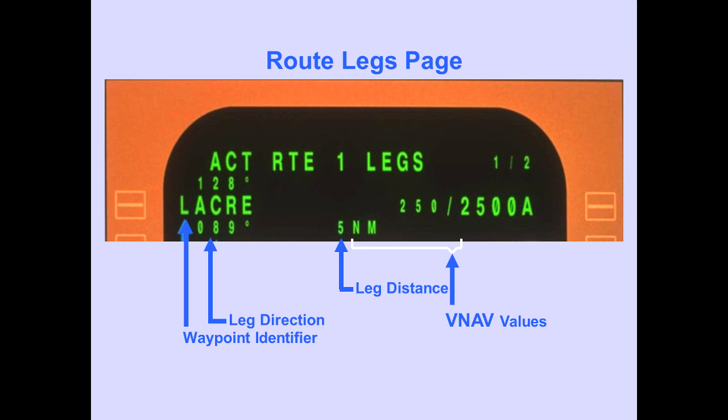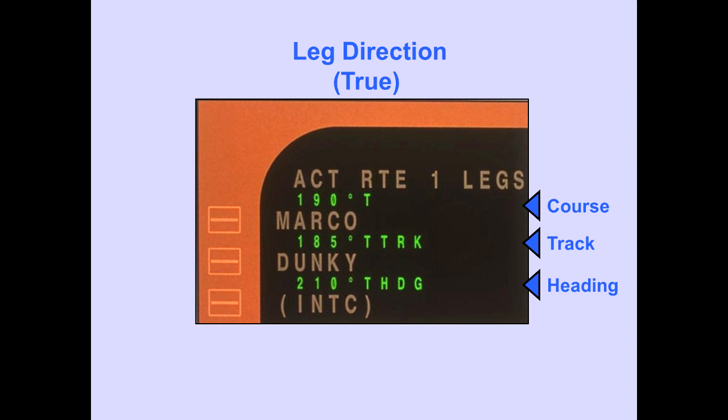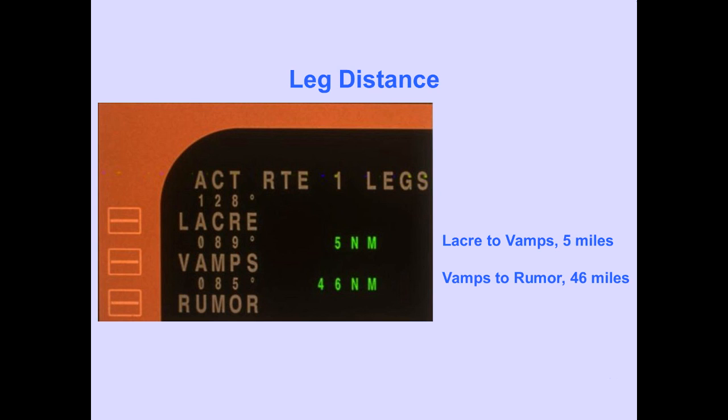The legs page displays the waypoint identifier, leg direction, leg distance, and VNAV values. The VNAV values will be covered in the VNAV module. Leg direction is displayed above each waypoint as a magnetic course, track, or heading to the waypoint. A T is added when a true course, track, or heading is the displayed leg direction. The leg distance between waypoints is displayed in the center of the page.